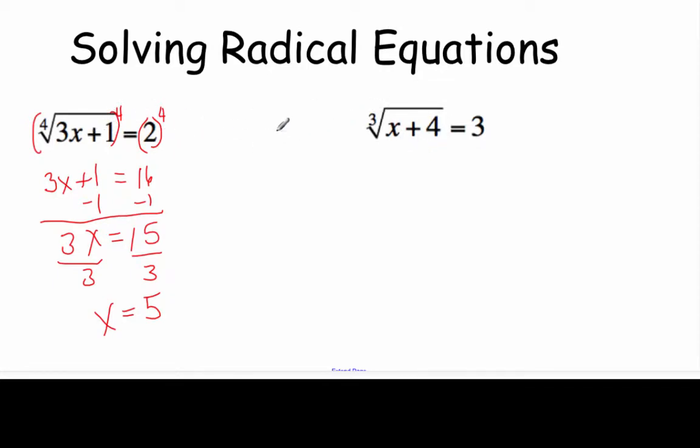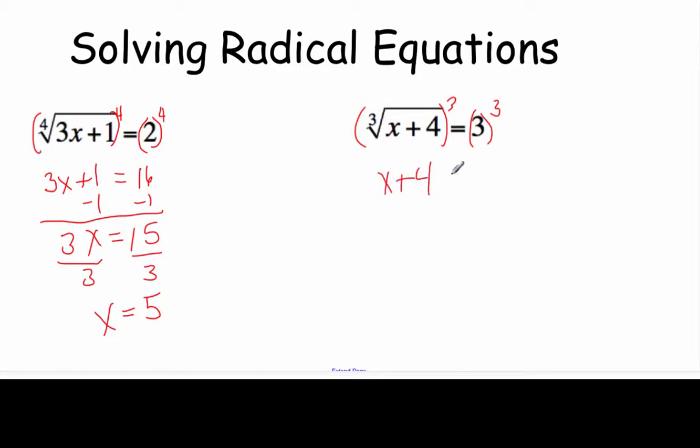Coming over here, same type of problem. Difference is, instead of a fourth root, I've got a cube root. So the only difference, I'm just going to go ahead and cube both sides. The radical goes away because I'm doing the opposite operation, so I'm left with the radicand.